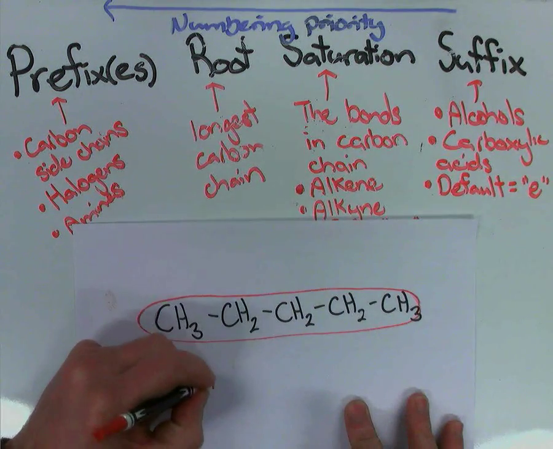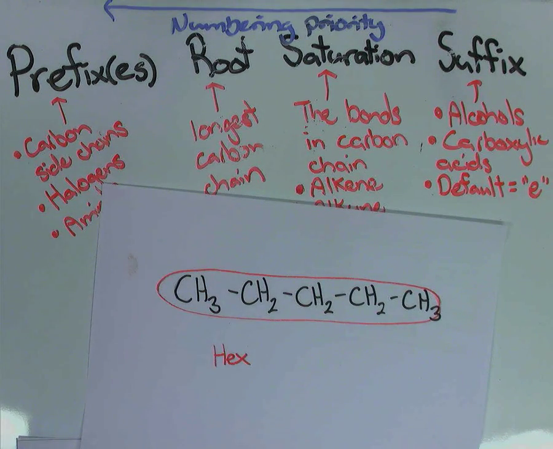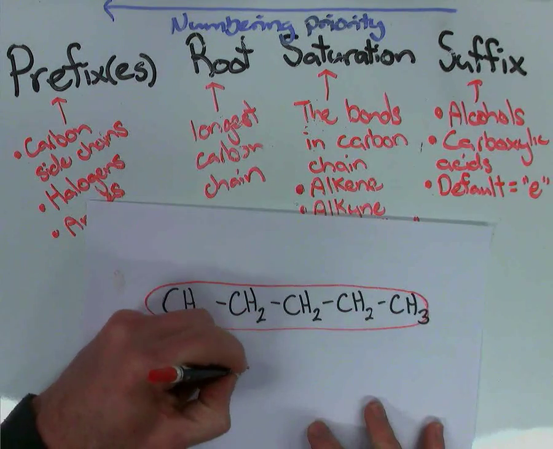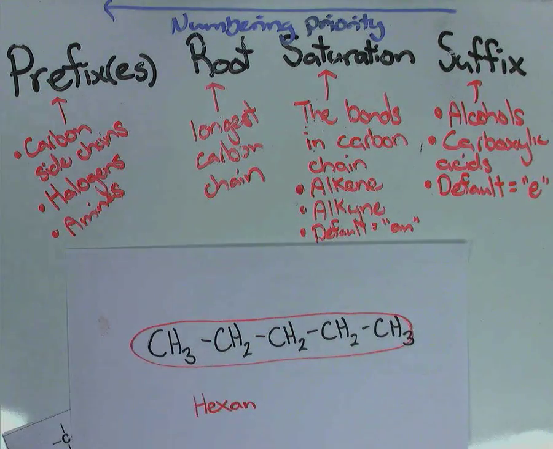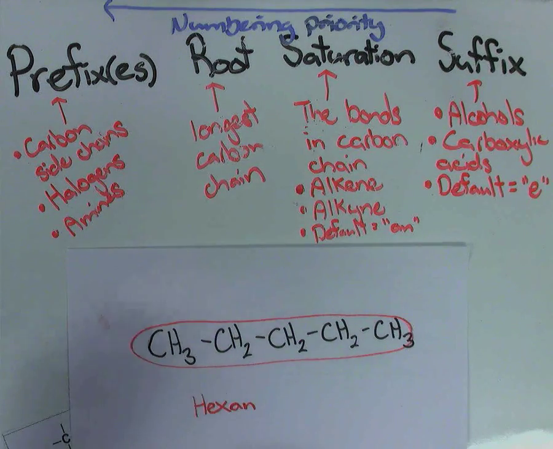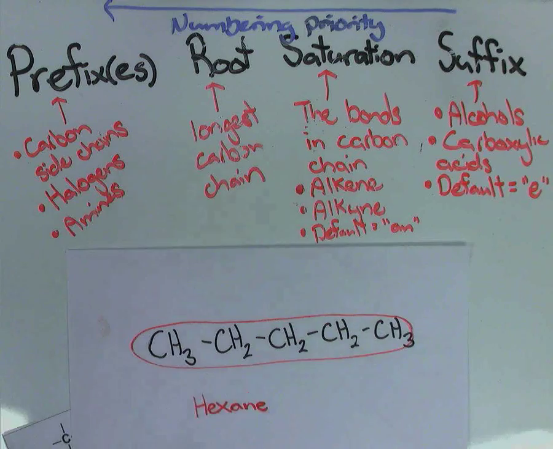6 is hex. The next thing I look for is the bonding between those carbons. Are there double or triple bonds? Because there isn't, the default saturation is ane. And then at the very end, is there an alcohol or a carboxylic acid group? If there isn't, an E is put on the name, essentially just to round it off and make it easy to say, I guess. We've got hexane is what our structure is there.